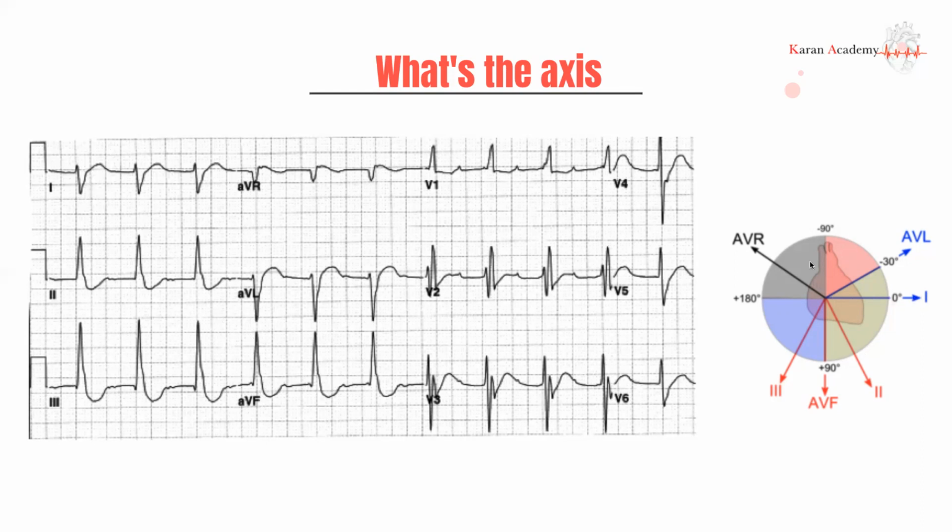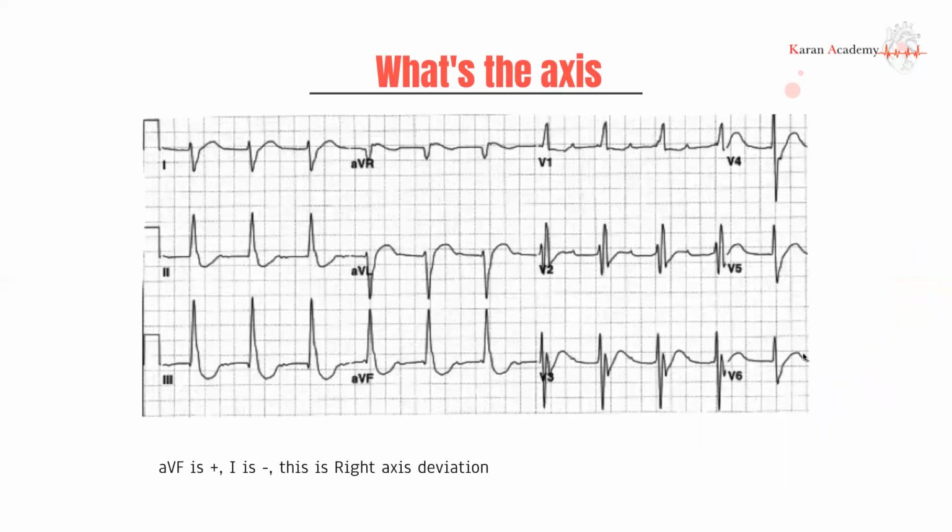Lead 1 is negative, which means it's somewhere in the left hemisphere. And AVF is positive, which means it's somewhere in the lower hemisphere. The only one that fits is this blue part. And anything in the blue part would be, by definition, a right axis deviation. Cool. I hope that made sense.